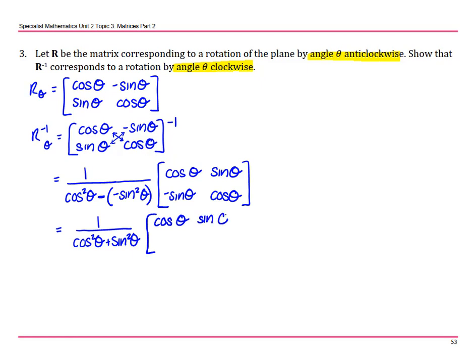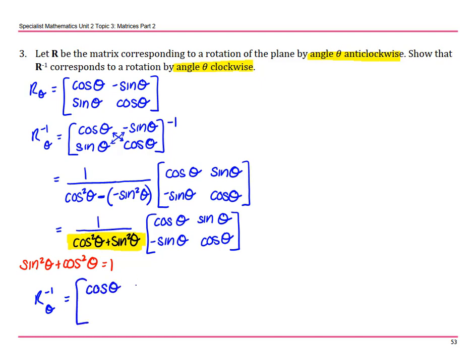Write that out again. Now, cos squared theta plus sine squared theta equals 1. So we've got that inverse rotation as just being that matrix.